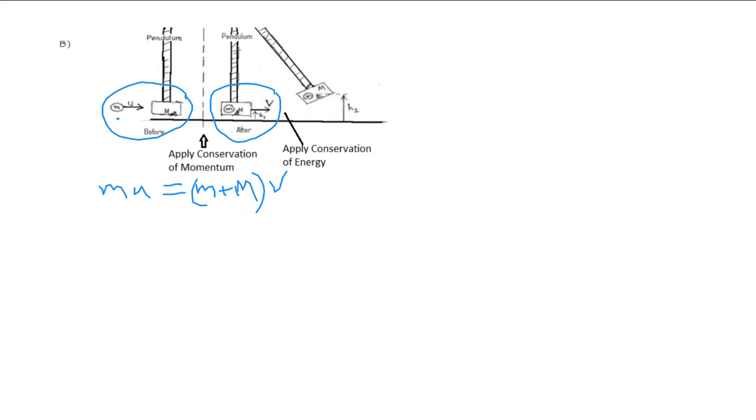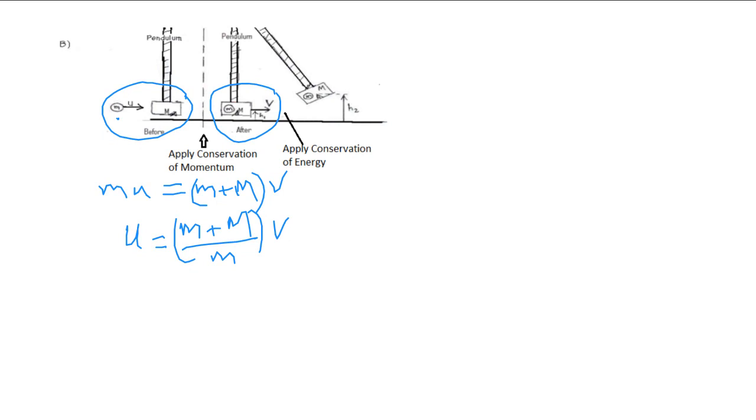So we can find out what u is now. So u will be equal to small m plus big M divided by small m, and then we have the v. So to figure out this u, we need to know what v is. All right, so for that we're going to apply the conservation of energy. So I'm going to use a red color for that. So how do we apply the conservation of energy?